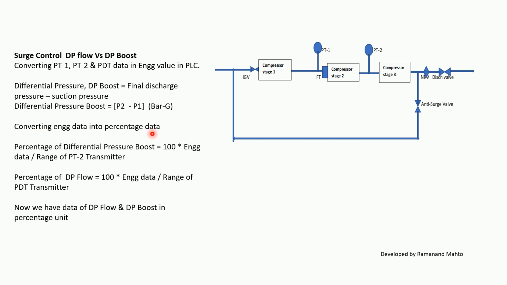Converting engineering data into percentage, the percentage of differential pressure boost is equal to 100 into engineering data upon range of PT2, because the larger transmitter range is selected. So in this case PT2 is larger. Normally PT2 is larger than PT1. Percentage of DP flow is 100 into engineering data upon range of the PDT. So now we have data of DP flow and DP boost in percentage units.